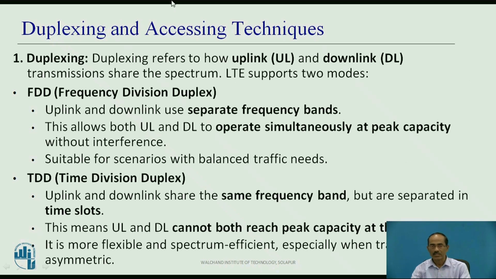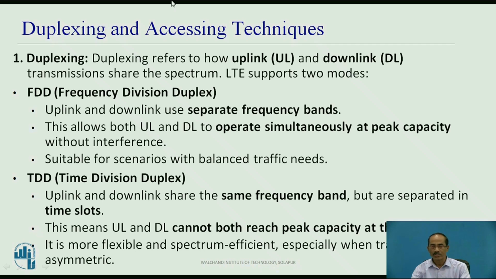Duplexing and accessing techniques. Duplexing refers to how uplink and downlink transmissions share the same spectrum. LTE supports two modes. One is frequency division duplexing. Here, uplink and downlink use separate frequency bands. This allows both uplink and downlink to operate simultaneously at peak capacity without interference. It is suitable for scenarios with balanced traffic needs.